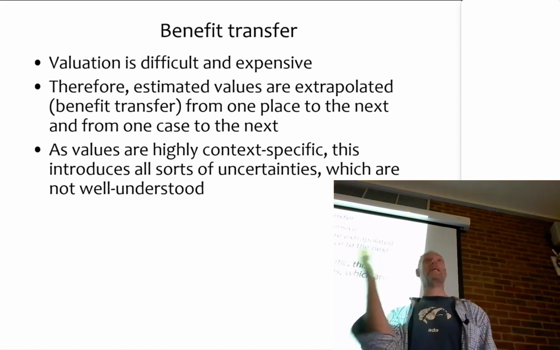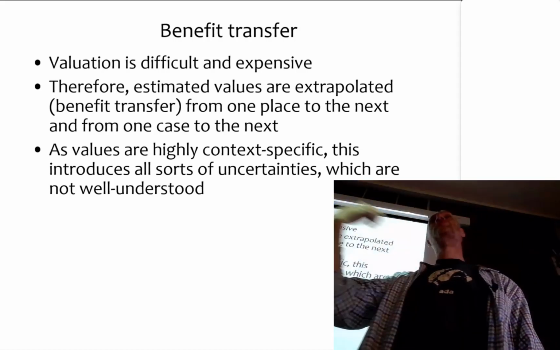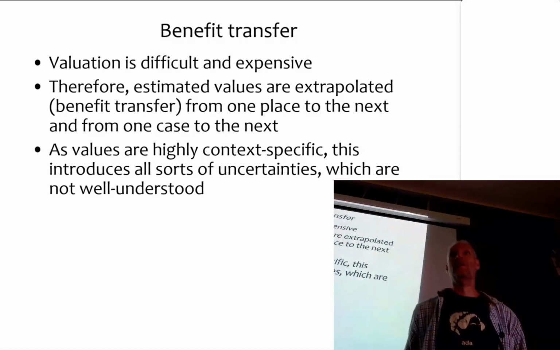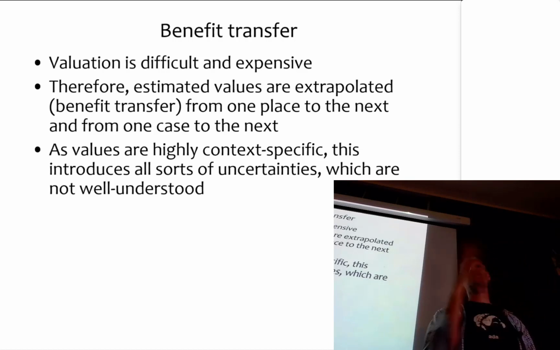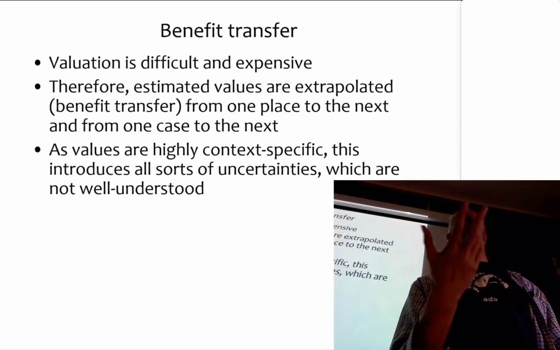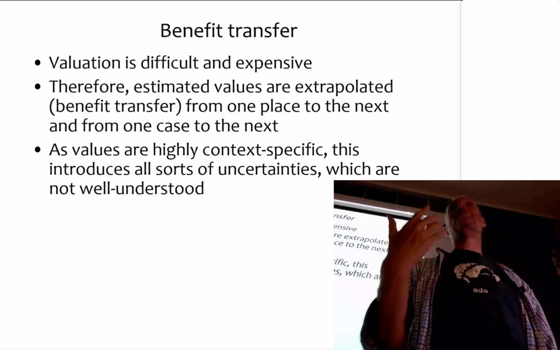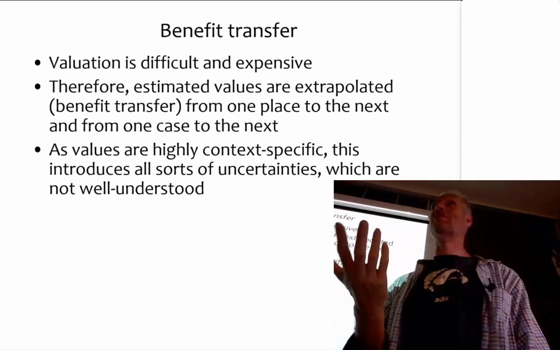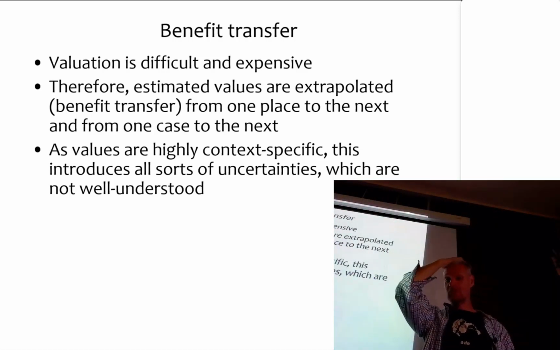So we need to be able to extrapolate from the things that we have estimated to the things that we're interested in. And also a lot of these valuation studies are done in different contexts. People have looked at the value of forests in the context of acid rain. But we are interested in the impacts of climate change, not in acidification, right? So we need to be extrapolating that as well.